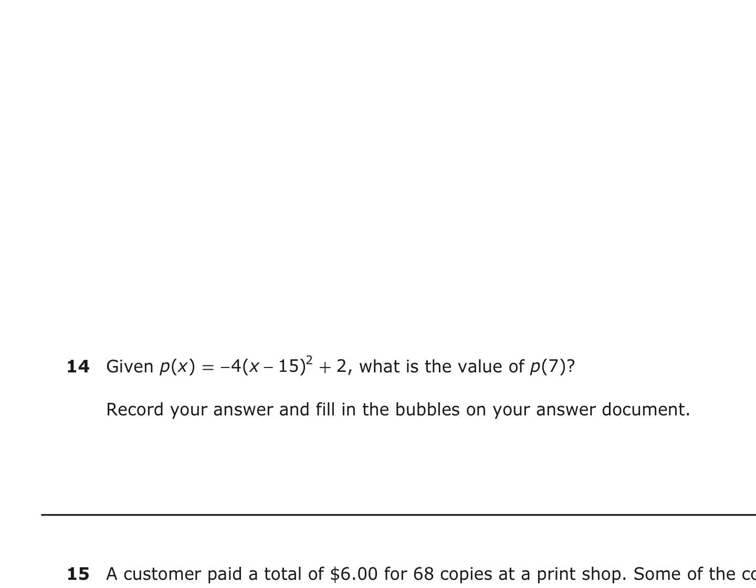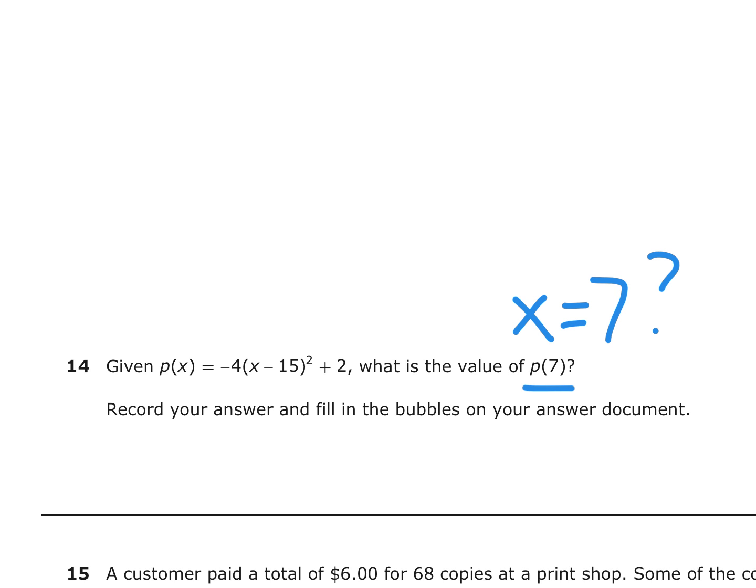Problem number 14 is a problem where you're given a function, p of x equals negative 4 times (x minus 15) squared plus 2. What is the value of p of 7? Record your answer and fill in the bubbles. This is not a multiple choice question, but it's one you can figure out by using your calculator. So p of 7 means, what is the value of the function when x equals 7?